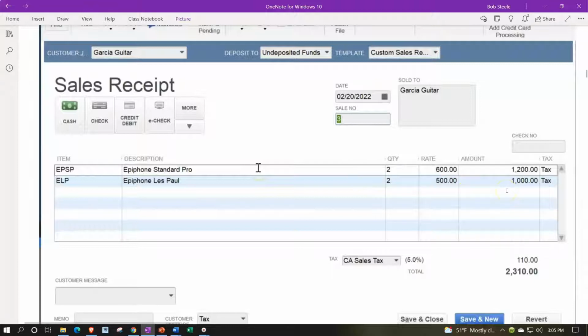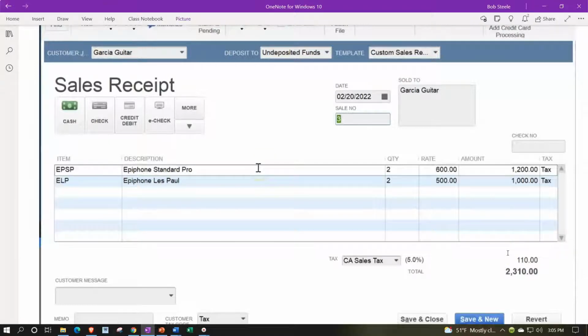So then what's going to be the impact on the financial statements? Undeposited funds going up by the $2,310. The other side goes to sales, but not including the 110. It's only going to be the 1,200 and the 1,000 for the 2,200 going up in sales. The difference is the sales tax of the 110 going to the payable, sales tax payable.